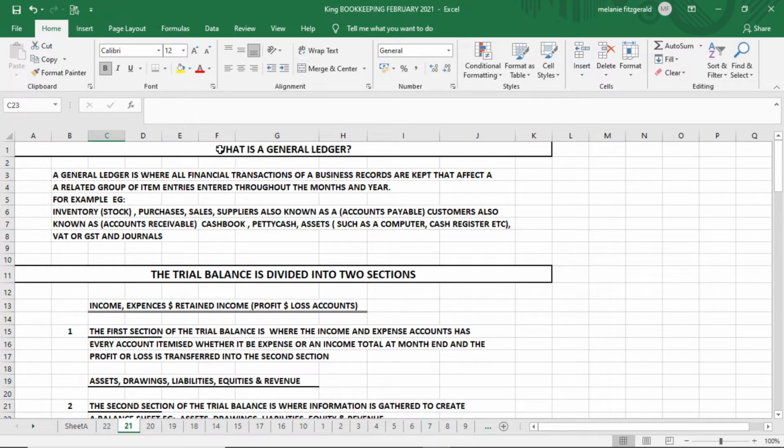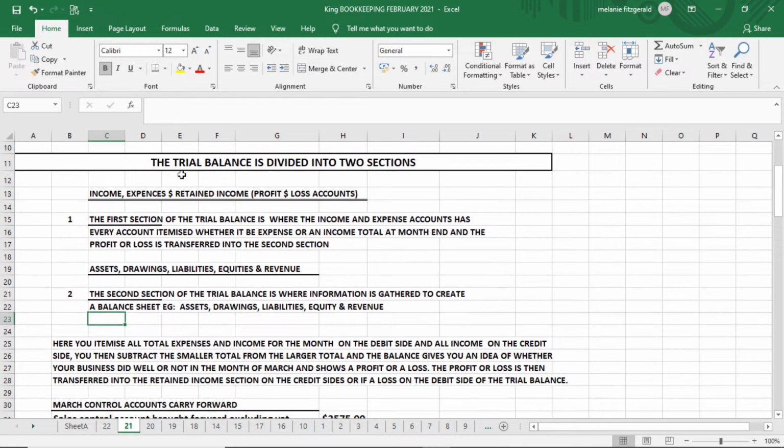Okay, watch my mouse. What is a general ledger? A general ledger is where all financial transactions of a business are kept that affect a related group of item entries entered throughout the months and the year. For example, inventory, stock, purchases, sales, suppliers, also known as accounts payable, customers, also known as accounts receivable, cash book, petty cash, assets such as computers and cash registers, etc., VAT or GST, and journals.